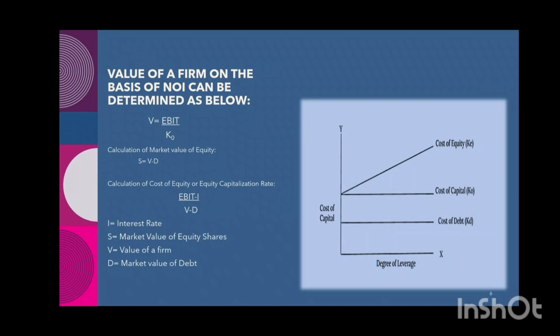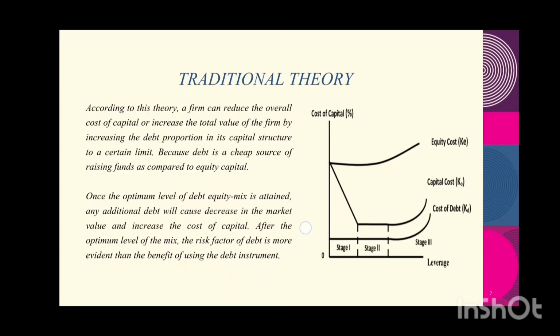Now let's discuss our next theory, that is the traditional approach. According to this theory, optimal capital structure can be reached by a proper debt equity mix. As debt is considered a cheaper source of finance, initially cost of capital can be decreased by using more debt financing, but beyond a certain point cost of equity starts increasing, because increased debt may increase the financial risk of the equity shareholders, and then there comes a stage when cost of equity cannot be offset by the advantage of low cost debt.